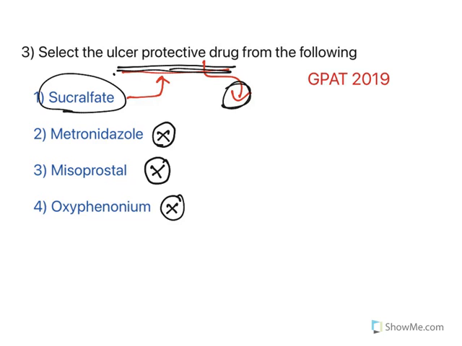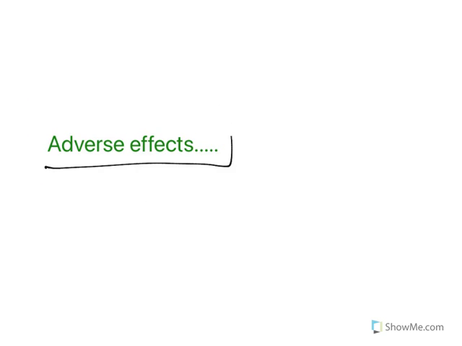So this question is based on physiological effect of the drug. The previous questions are based on biochemical effects of the drug. This is tested in GPAT 2019. Moving to the next one. So the next strategy is about adverse effects.